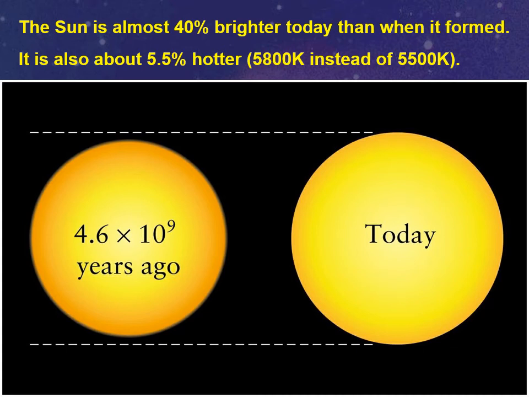It's probably close to about 40% brighter today than it was when it first formed. It's also about 5.5% hotter than when it first formed. So about 4.6 billion years ago, the sun was just a tiny bit smaller and a tiny bit cooler. So this is the effect that's been happening with the sun over the time that it's been there. Okay, and that's just the natural effect that happens.